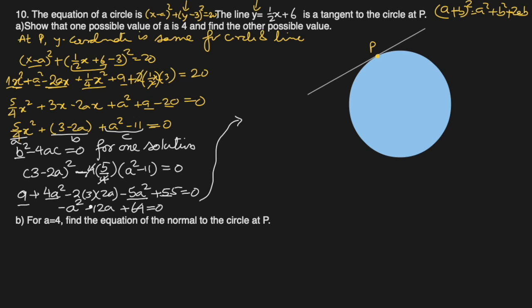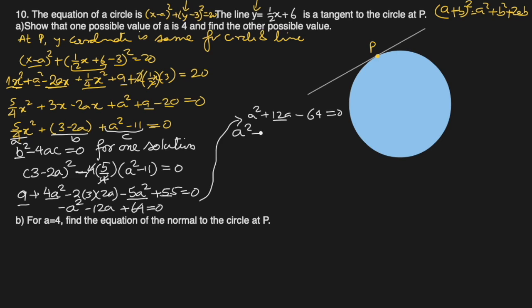Negative a square looks odd, so I'll change the signs of all of them. My new equation will be a square plus 12a minus 64 equal to 0. For simplicity's sake, I have changed the sign of all of them. I can do that. It's allowed. Now 64, 16 times 4. So I'll split the middle term again.